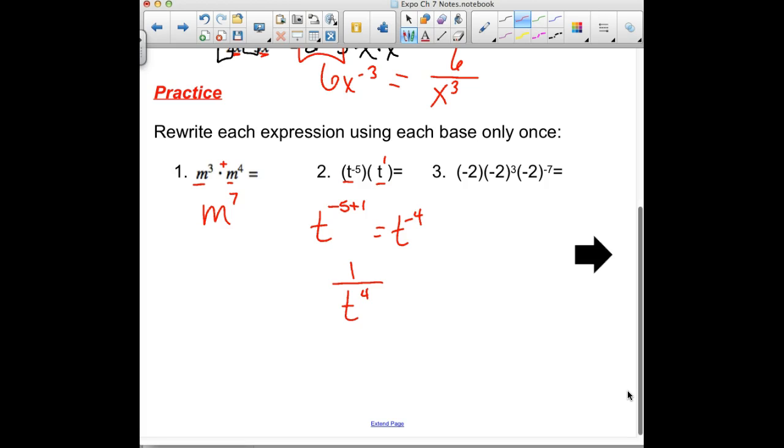And our third example, in this case, our common base is a negative 2. So we're going to have negative 2 to some power. And if we add these up, we have a 1 here, plus 3 more here is 4, and a negative 7 added to that gives us negative 3. So again, a negative exponent, we are going to have to flip that over. Okay, now something small like this, we could go ahead and simplify that. Negative 2 times negative 2 times negative 2 would be negative 8.